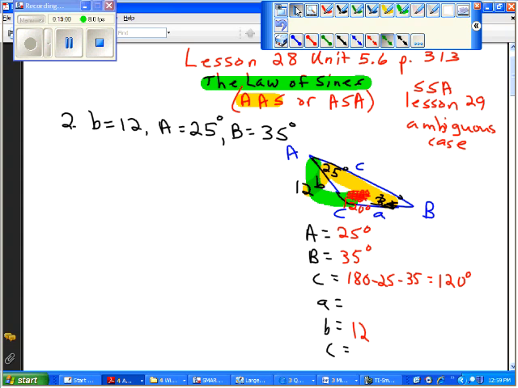So now we need little a and we need little c. So we're going to use the law of sines. The law of sines says that the sine of angle A over little a is equal to the sine of angle B over little b, which is equal to the sine of angle C over little c.